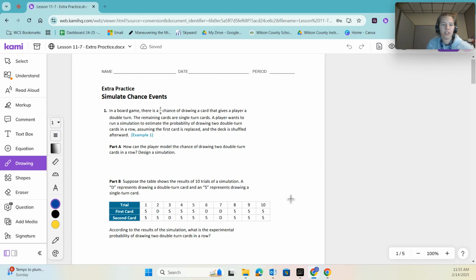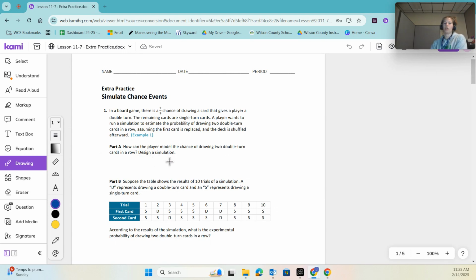Today we will be simulating chance events. In this board game, there is a 2 out of 9 chance of drawing a card that gives a player a double turn. The remaining cards are single turn cards. A player wants to run a simulation to estimate the probability of drawing 2 double turn cards in a row, assuming the first card is replaced and the deck is shuffled afterwards. How can the player model the chance of drawing 2 double turn cards in a row?